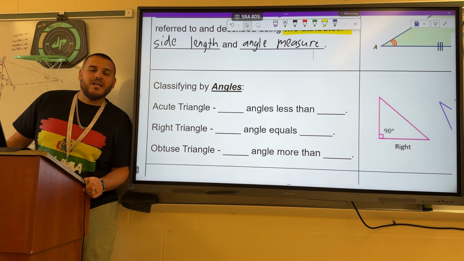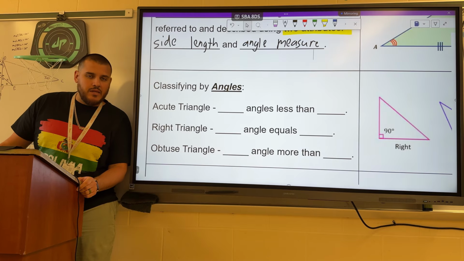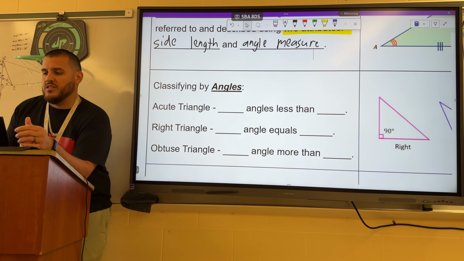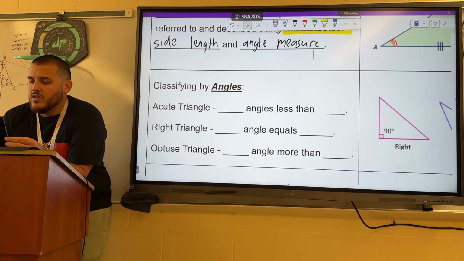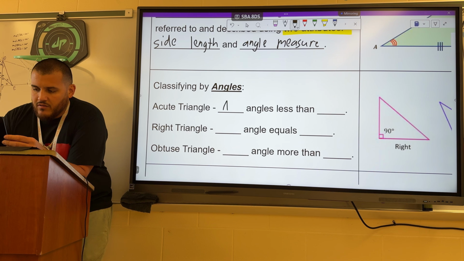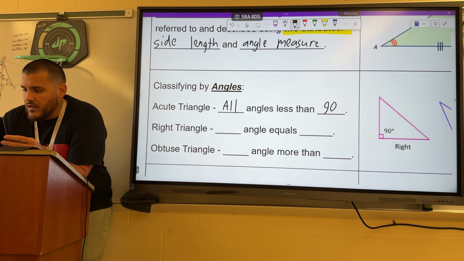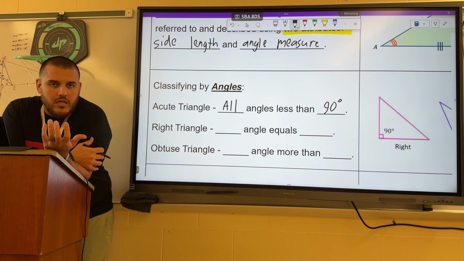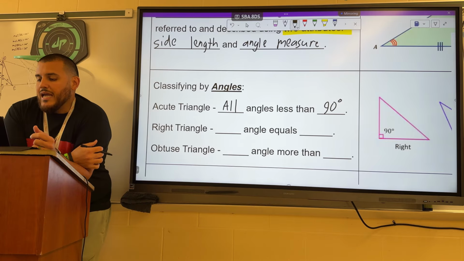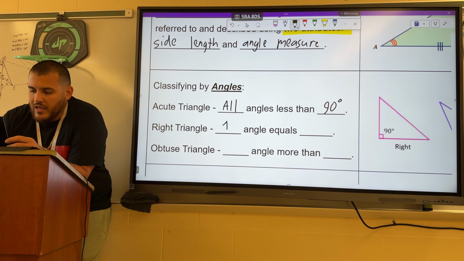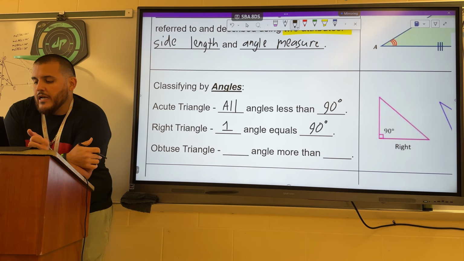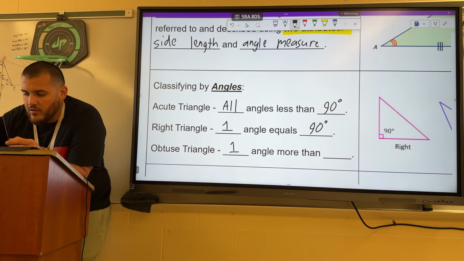When we're referring to triangles by their angles, we can classify them in three ways. We have acute, right, or obtuse. Here is the criteria for these three ways. For an acute triangle, all three angles will be less than 90 degrees. So less than 90 is an acute angle, and if all angles are acute angles, then we call it an acute triangle. A right triangle will have one angle that is exactly 90 degrees. And an obtuse triangle will have one angle that is more than 90 degrees.